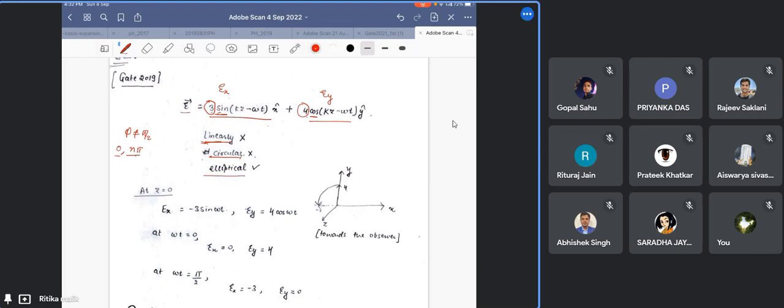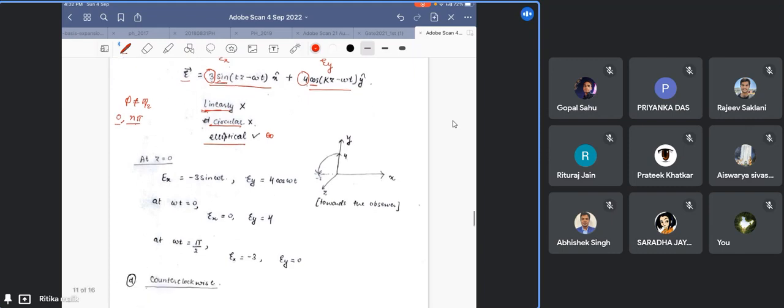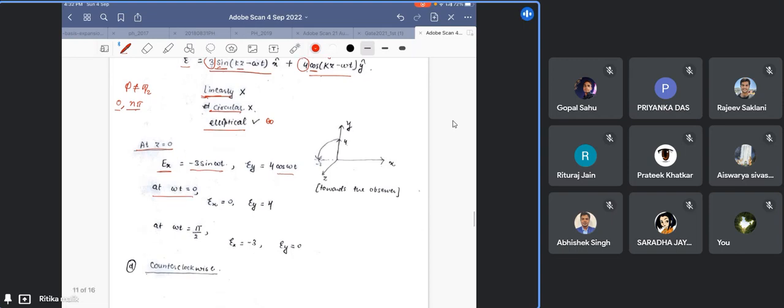Now we have elliptical polarization, but there are two cases possible. Either it moves in the counterclockwise or the clockwise direction. To check this, we just put z equals 0. We are left with the Ex component, which is minus 3 sin omega t, and the Ey component, 4 cos omega t. Now we check at omega t equals 0: Ex is 0 and only Ey survives, equal to 4.